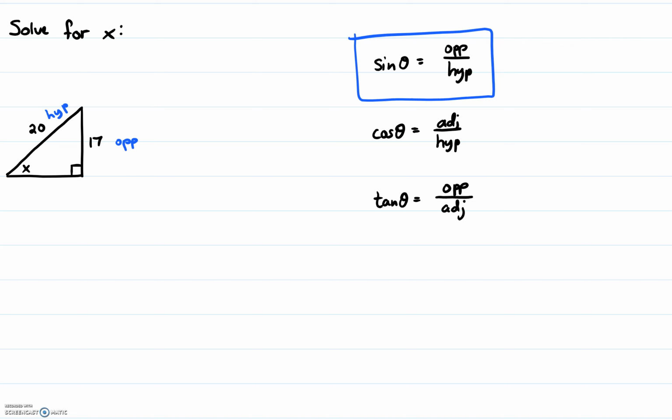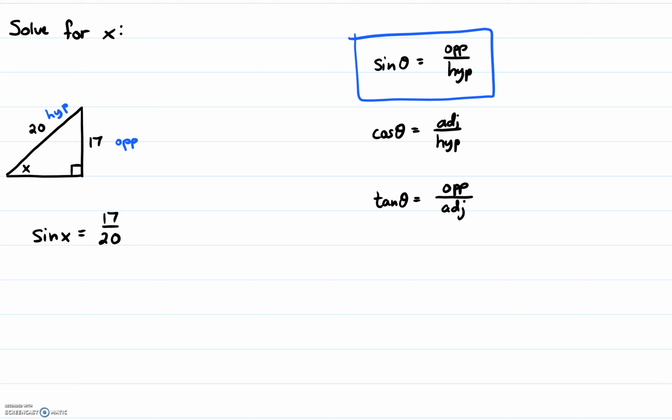And so our answer is sine theta. Now we're going to set up our equation. We know sine theta, but our angle this time is x. So sine x is going to be equal to x's opposite over its hypotenuse, which is going to be 17 over 20. And so now we have an x value that we're trying to solve for stuck inside of the sine, and so we need to get rid of sine.